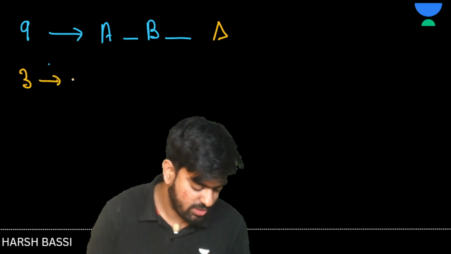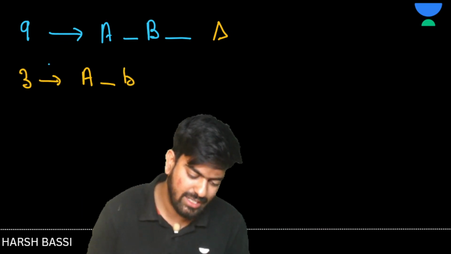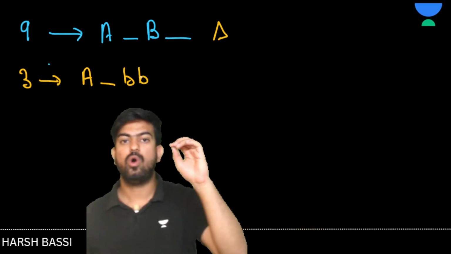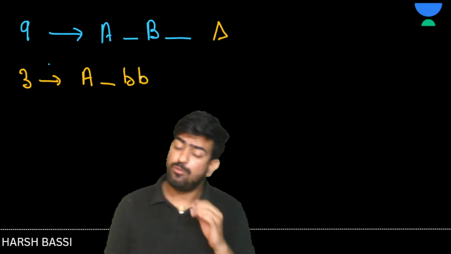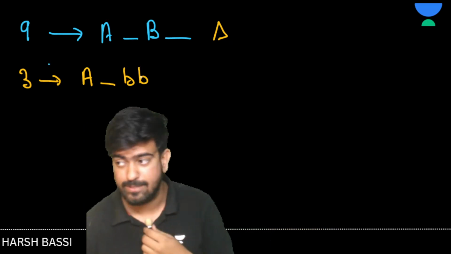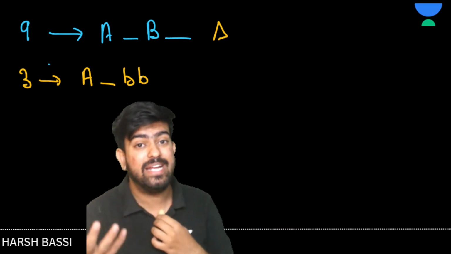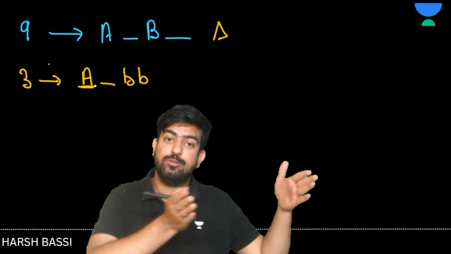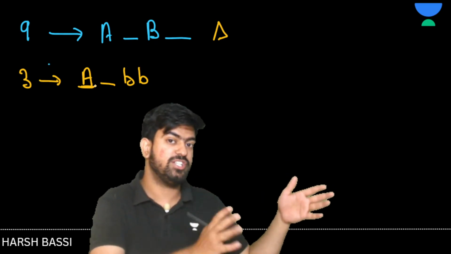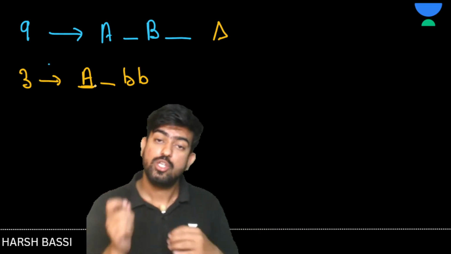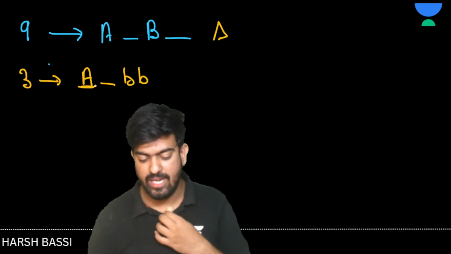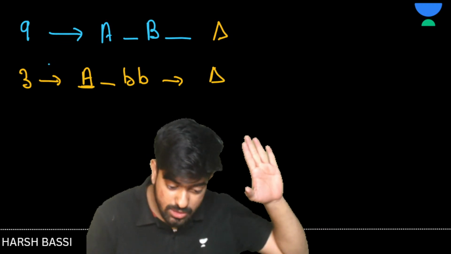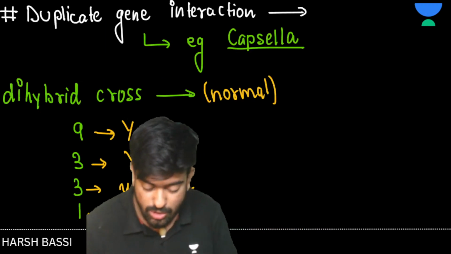Now here let's have the 3 ratios. Here we are saying that only one is dominant. If one is dominant, this gene is working as a duplicate, as a twin for the other dominant gene. So this will also do the work. So here also the shape will be triangle. Let's go back once again and check that complementary one.